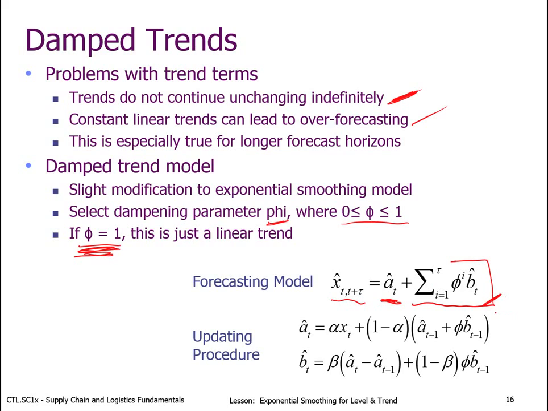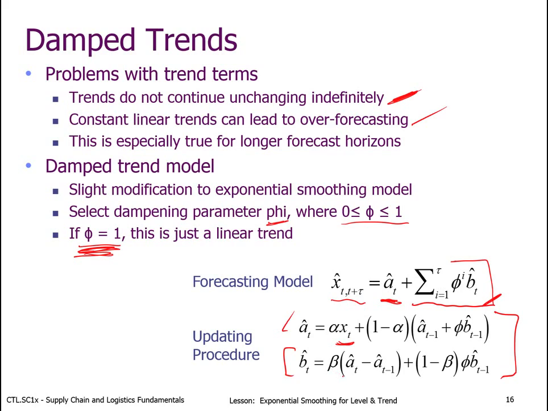Now my updating procedures change just a little bit. So for my level, it's going to be alpha times my most recent observation, just like normal, plus 1 minus alpha times my old information. What's my old information? It's going to be a hat t minus 1, which is my estimate of the level last time period, plus this phi times my estimate of the trend one time period ago as well. So all I'm doing is using this phi to modify my most recent estimate of the trend.